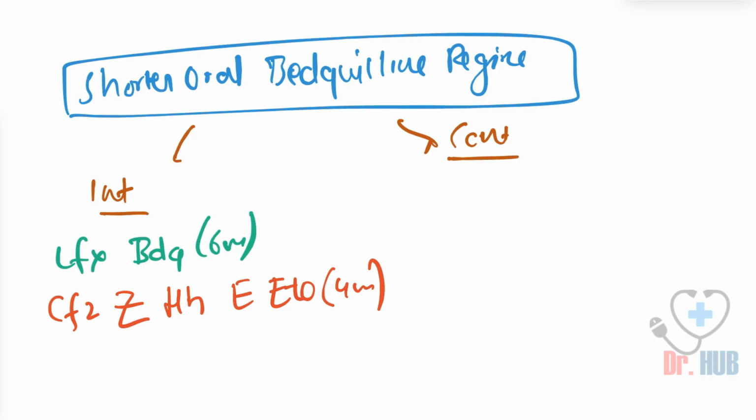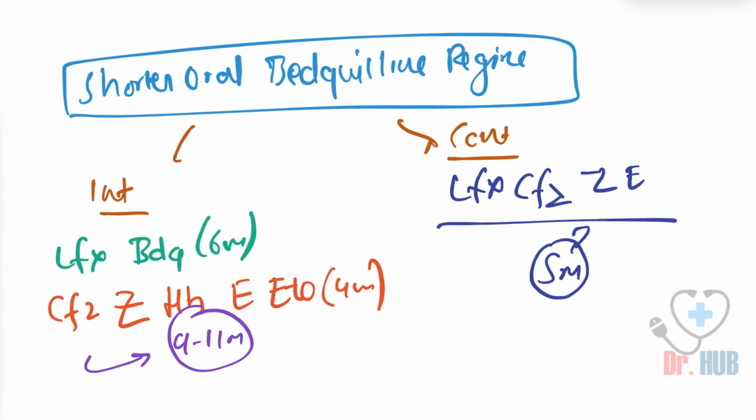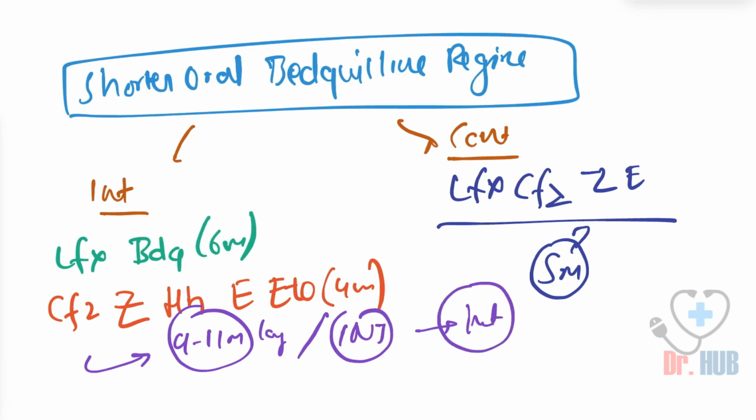Then what about the continuation phase? In the continuation phase, we have levofloxacin, clofazimine, then comes pyrazinamide and ethambutol. All this comes for 5 months. Now what are the comments? This is about 9 to 11 months long, and there are injectables in the intensive phase. So it's basically I and I: intensive is nothing but injectable.